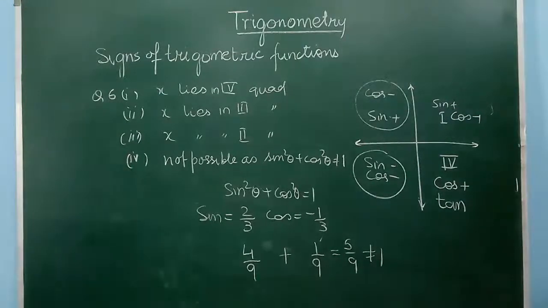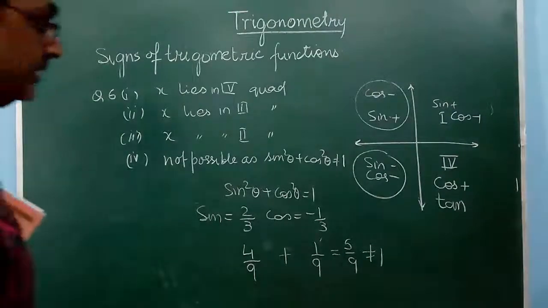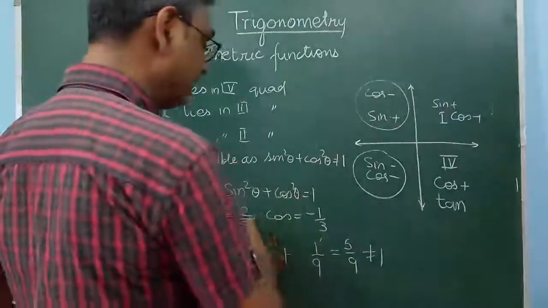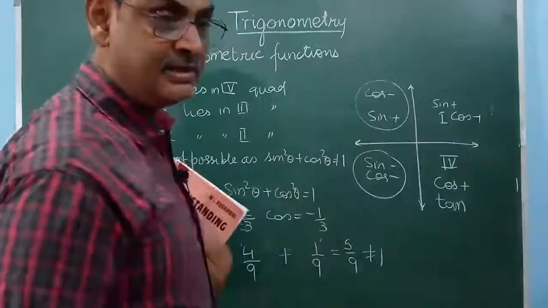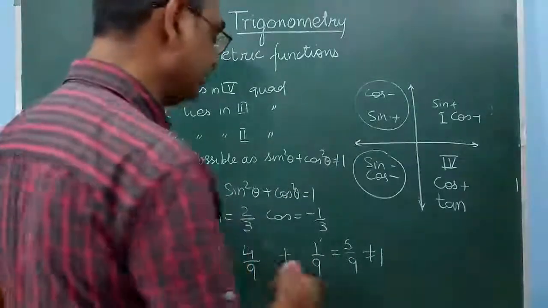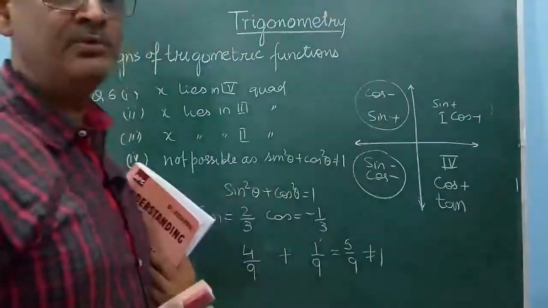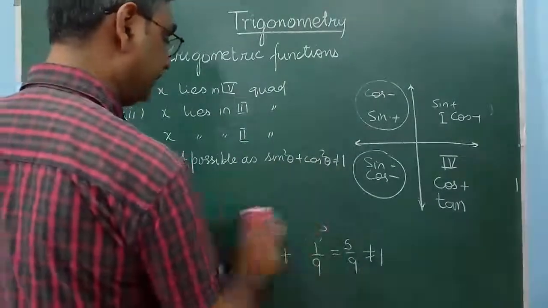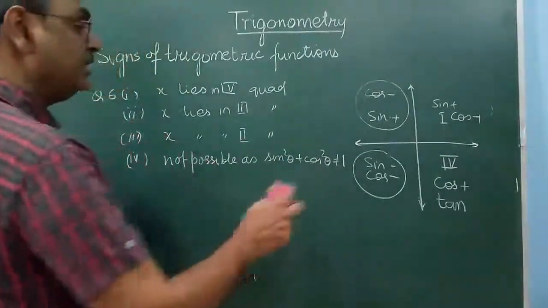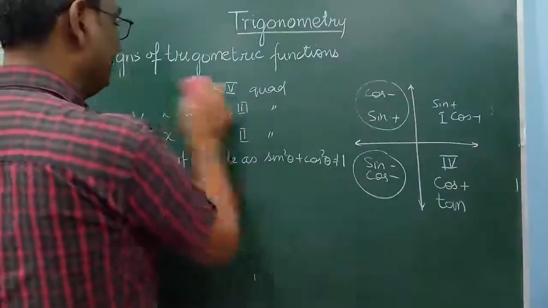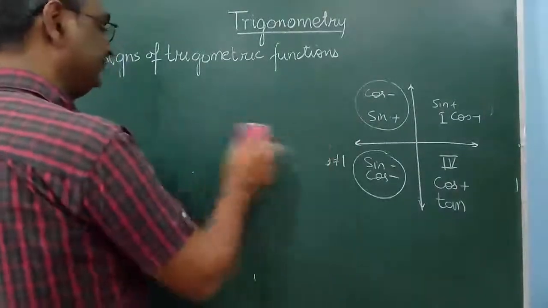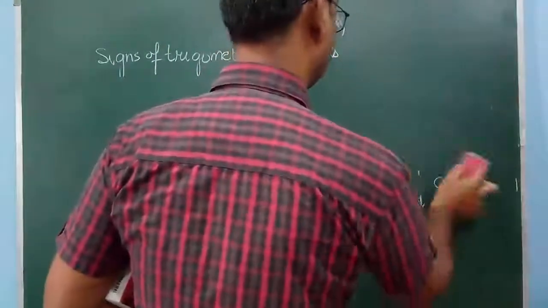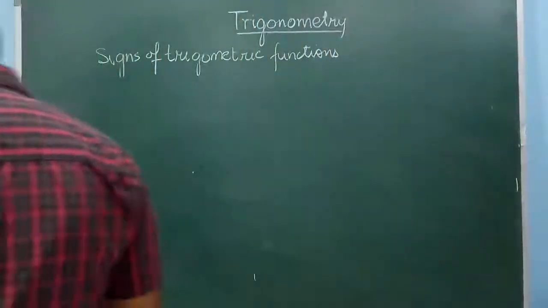This is very necessary: when two values are given, you have to verify the identity as well. You put the values in the identity and see whether the identity is proved or not. Otherwise the values will not be satisfying. So here you can see, we have found all the quadrants. Next one.